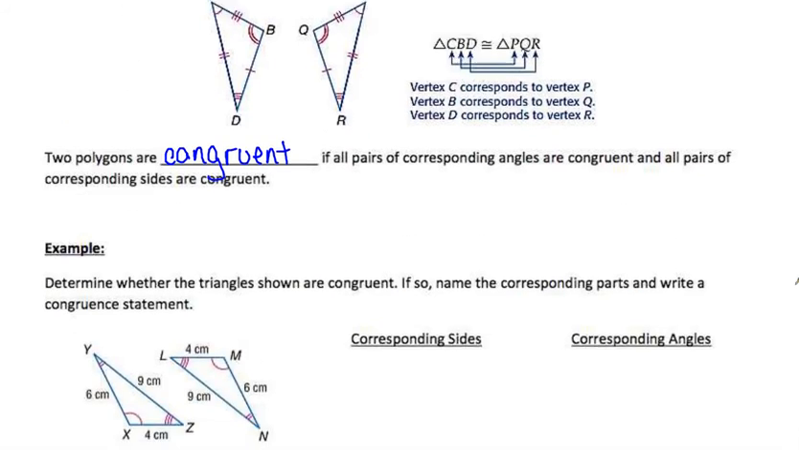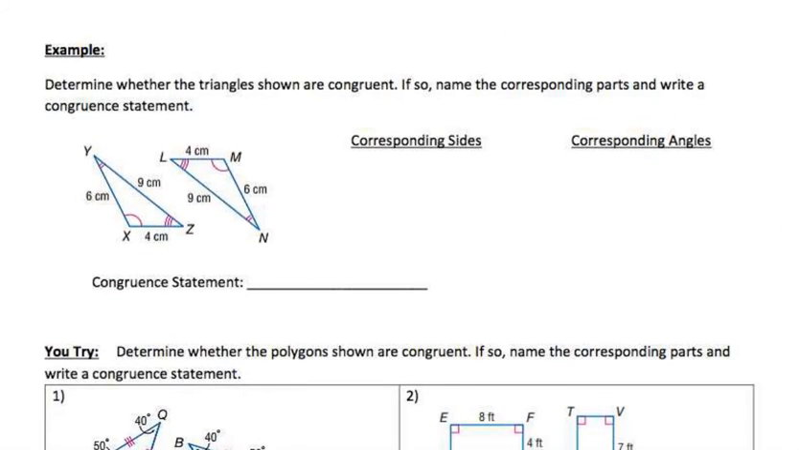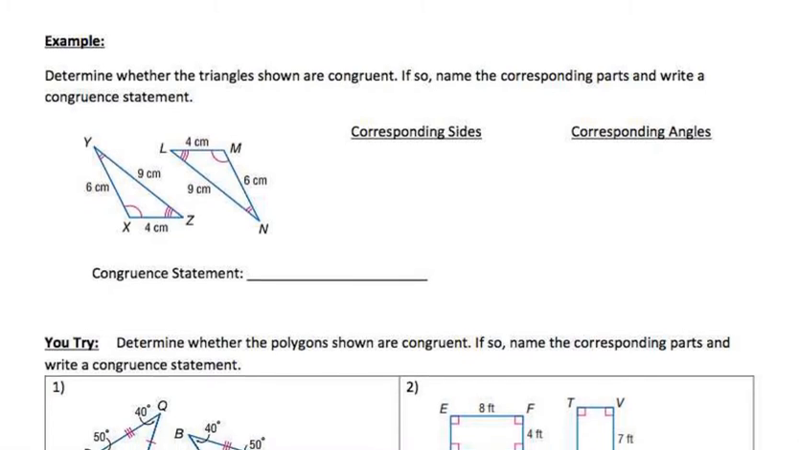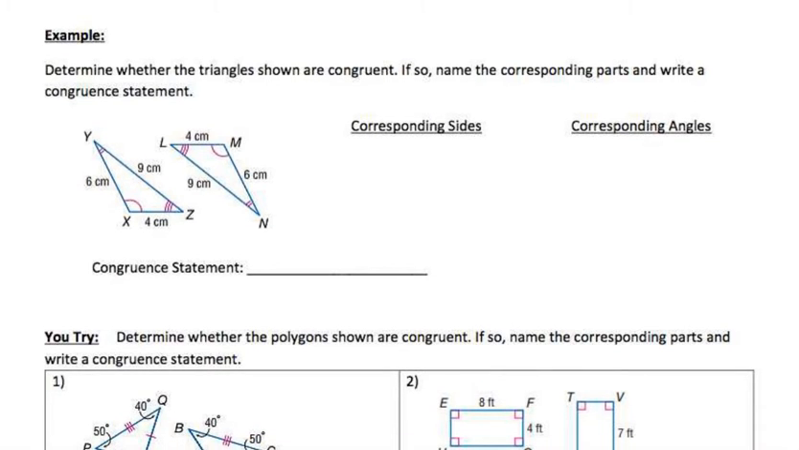So let's look at an example. Determine whether the triangles shown are congruent. If so, name the corresponding parts and write a congruent statement. So let's do the corresponding sides. And I'm going to start at X because that's where the first little swoop is here. So X to Y line segment is congruent to, now I have to go from the first swoop to the second swoop on the other shape, so M to N line segment.